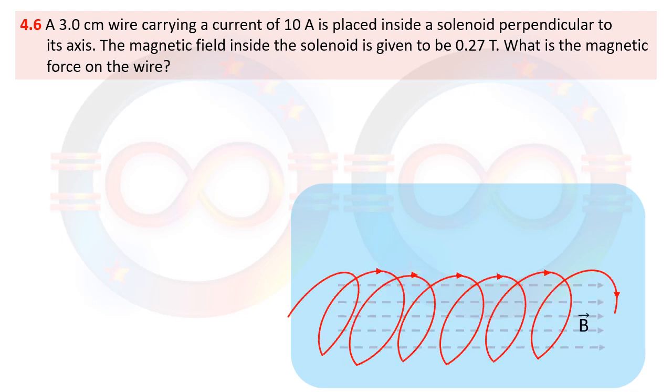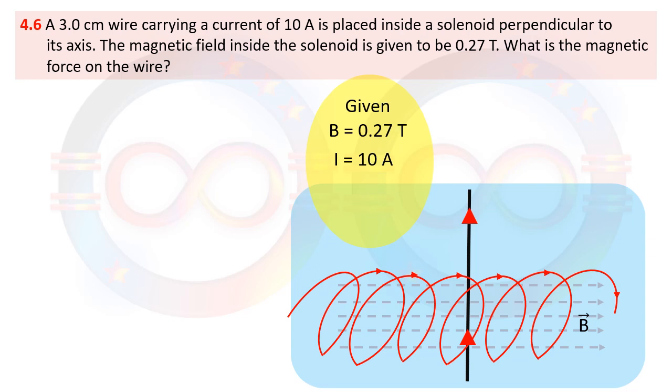This is the wire kept perpendicular to the field of the solenoid. Current is given as 10 ampere. B, which is generated inside the solenoid, is already given, 0.27 Tesla. Then we have to calculate the force on the wire having length 3 centimeter, which is placed perpendicular to the axis of the solenoid. It means the angle is 90 degrees.